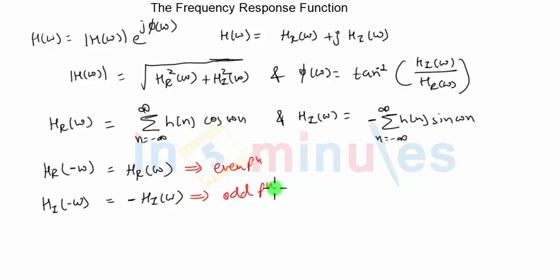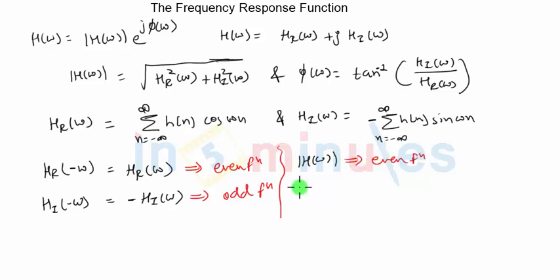Now what does that mean? That simply means that Hr of omega is an even function, Hi of omega is an odd function. And because of that, if you observe mod H of omega, Hr omega, Hi omega are in squared form. So now if I replace omega with minus omega and take the square of both, this will be exactly the same, and this minus sign will also become plus due to the square. So that further means that mod of H of omega, that means the magnitude function, is also an even function.